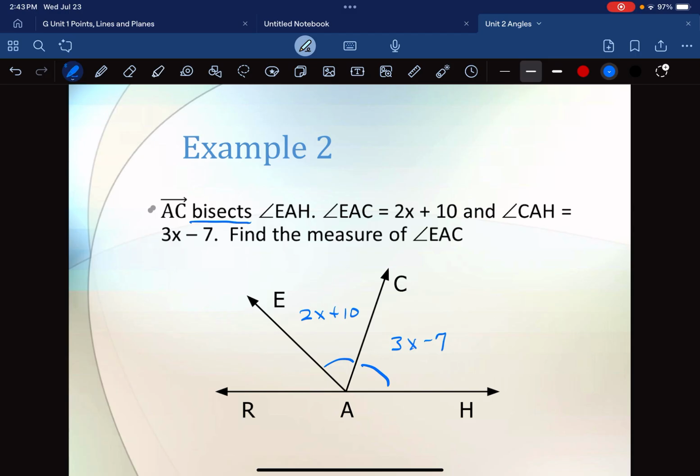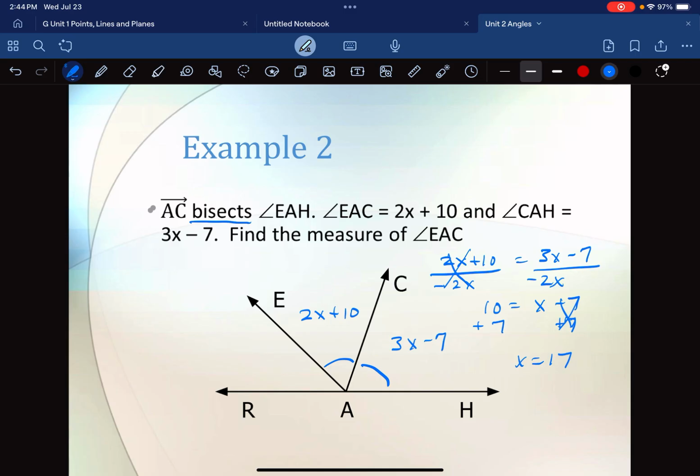So once again, bisect indicates to me that I'm going to set these two equal. So 2x plus 10 and 3x minus 7. It doesn't matter which one you put on the left or the right. It's going to be the same anyway. So there's nothing on the left or the right that can combine. So we're going to have to move the 2x over with the 3x, and I'll subtract 2x here and 2x here. It gives me 10, and 3x minus 2x is x minus 7. And add 7 there, add 7 there. And x is 17. Well, they didn't ask for x.